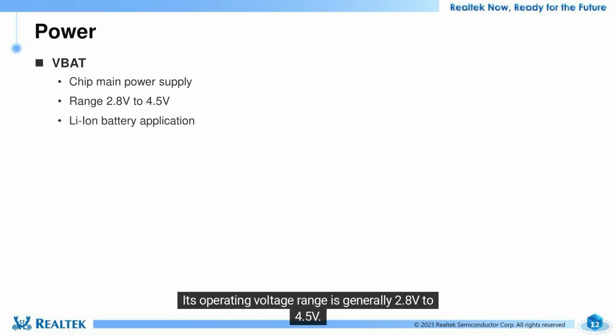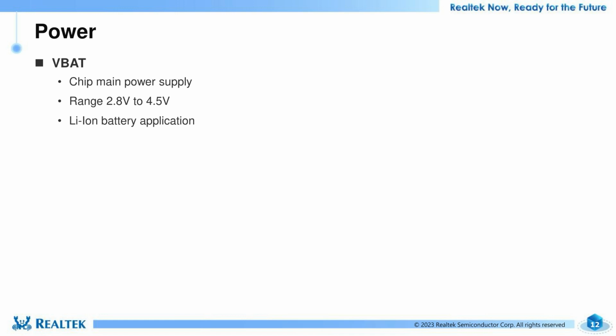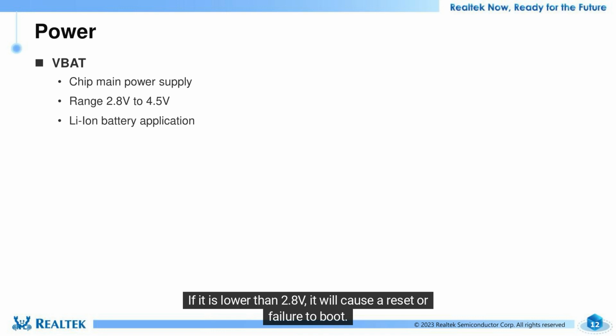Its operating voltage range is generally 2.8V to 4.5V. If it is lower than 2.8V, it will cause a reset or failure to boot. It also supports the application of external lithium batteries. For the 87X3E series, in order to cost down, the maximum voltage on VBAT is 4.5V.